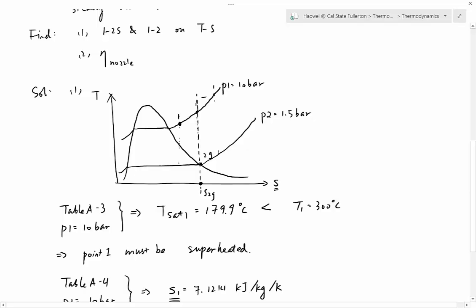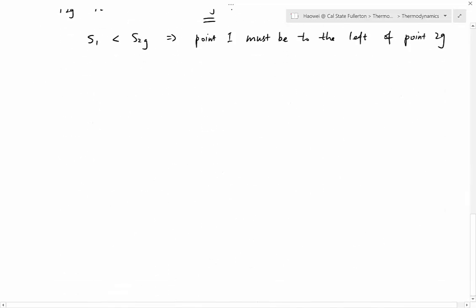And now you sketch 1 to 2s. You have to go straight down because it's isentropic. And this point will be your point 2s. And now you can see point 2s must be a mixture. Okay, and now I'm done with 1 to 2s. Next, I need to sketch 1 to 2. What do we know about 1 to 2?